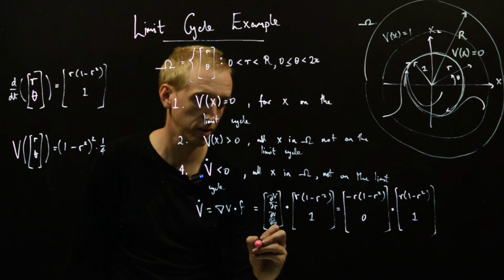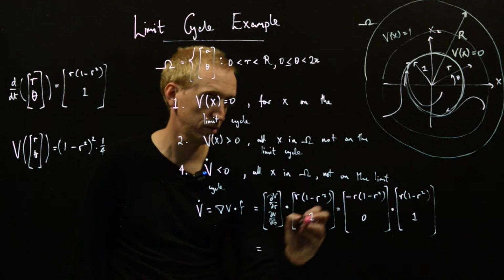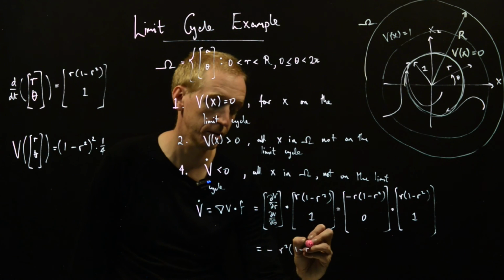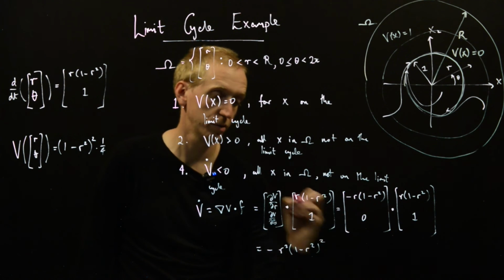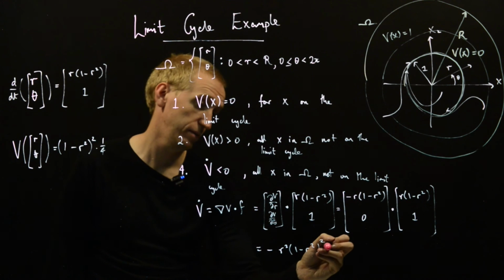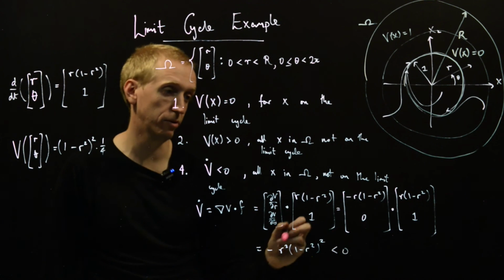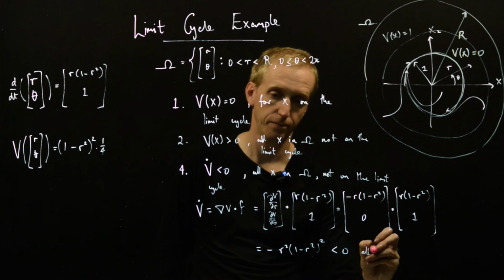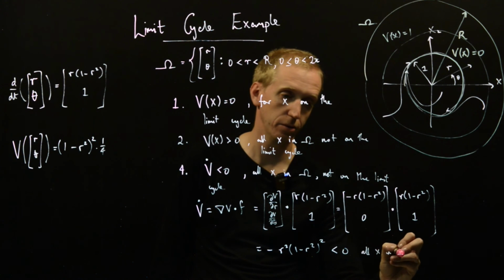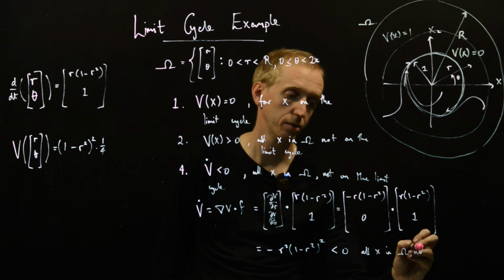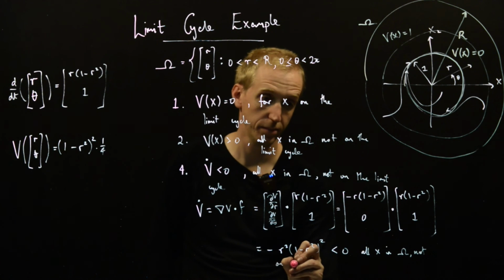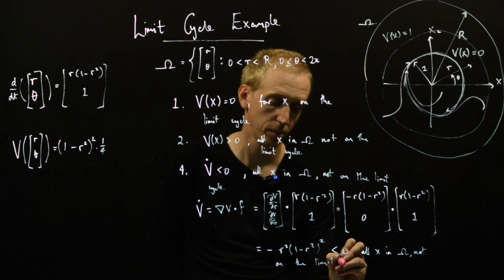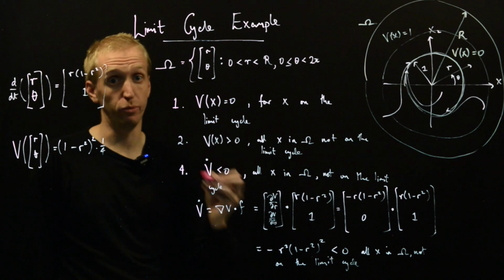And what do we get? Well, if we do that, we get minus r squared (1 minus r squared) squared. And this is less than 0 for all x in omega, not on the limit cycle, which is exactly what we were trying to show.